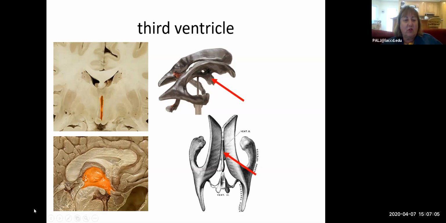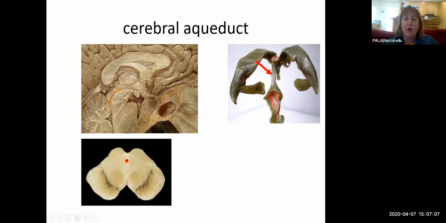From the third ventricle, there is a narrow tubular structure where the fluid will flow. So here's where the third ventricle is, and from there it goes into a narrow little channel which is in the middle of the midbrain. And this is called the cerebral aqueduct, which is kind of a misnomer because it's not part of the cerebrum. The other real name is mesencephalic aqueduct, but since cerebral aqueduct's a lot easier to spell, you can just stick with that term.